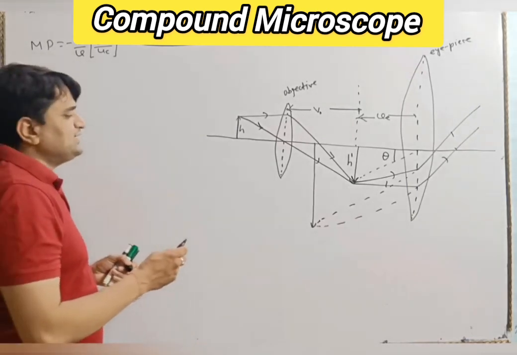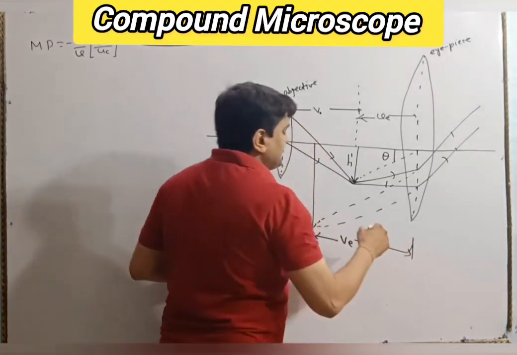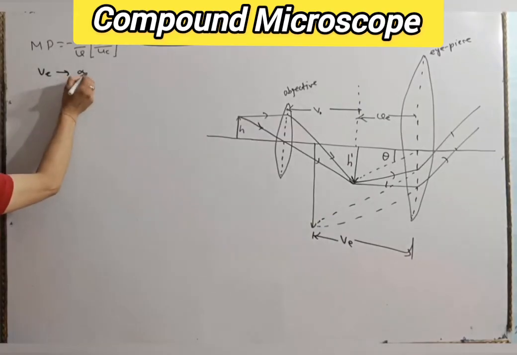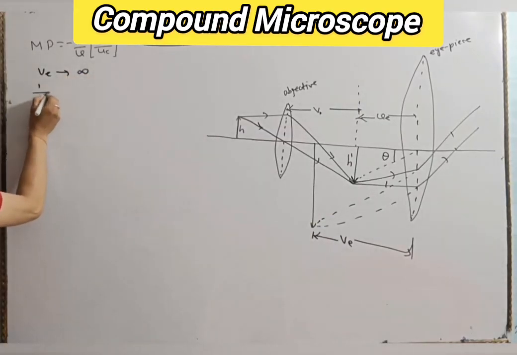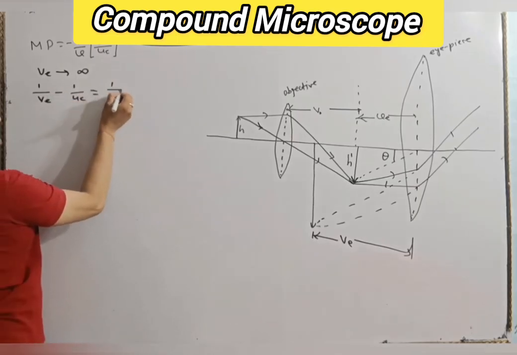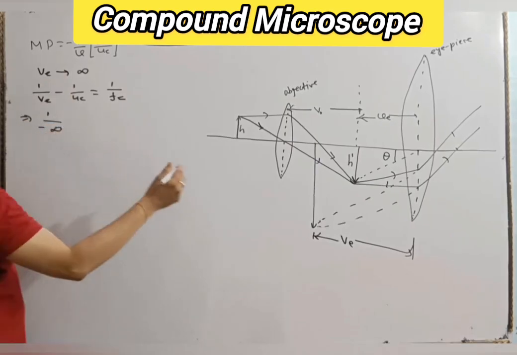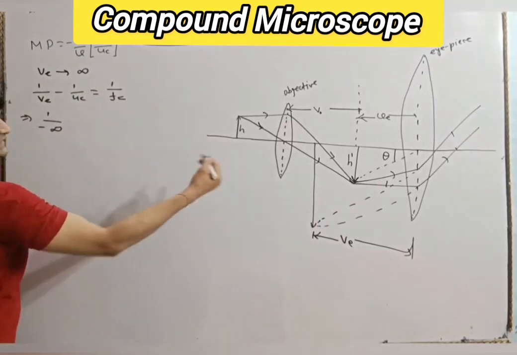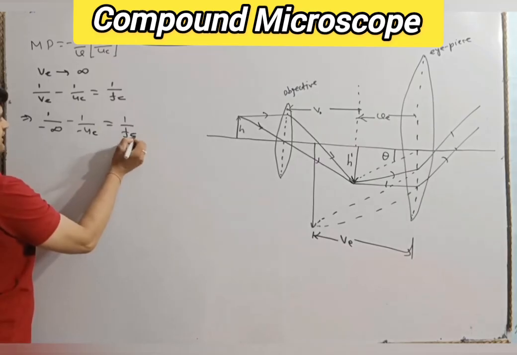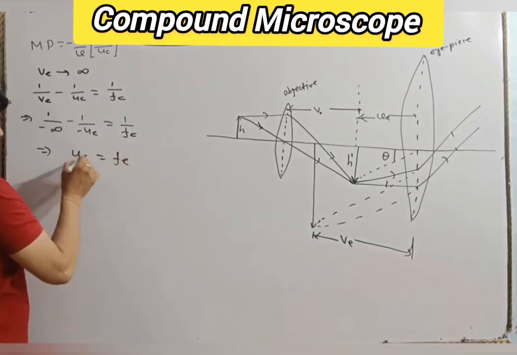Okay, far point means the final image. This is the final image VE. If this VE is formed at infinity, we have formula 1 upon VE minus 1 upon UE must be equal to 1 upon FE. In this case, it will be minus infinity because image is formed in left side and object is also in left side, so it will be minus UE and that is equal to Fe. 1 upon infinity is 0. From here UE will be Fe.